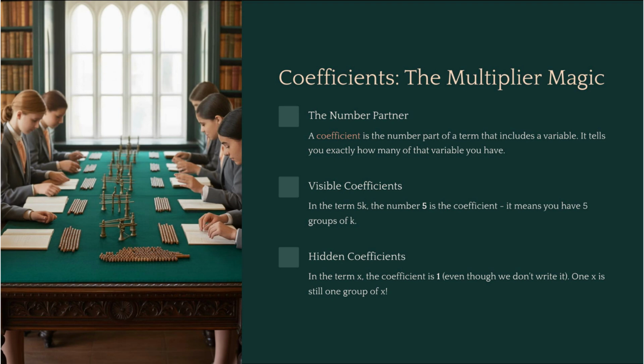When a term has a variable, the number attached to it is called the coefficient. The coefficient tells you how many of the variable you have. If you see the term 5k, the coefficient is 5, meaning you have 5 times whatever the value of k is. If you just see the variable x all by itself, it still has a coefficient. It's 1 because you have 1x. We just don't write the 1 because it's understood.